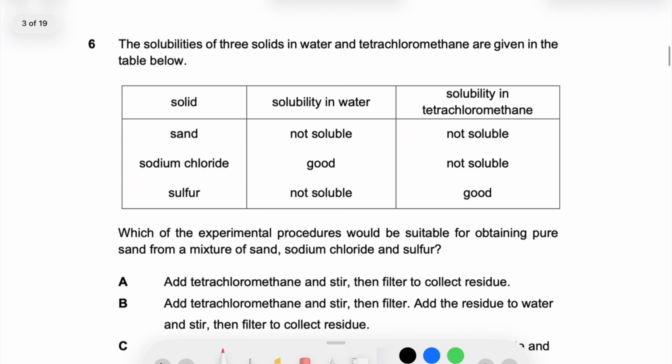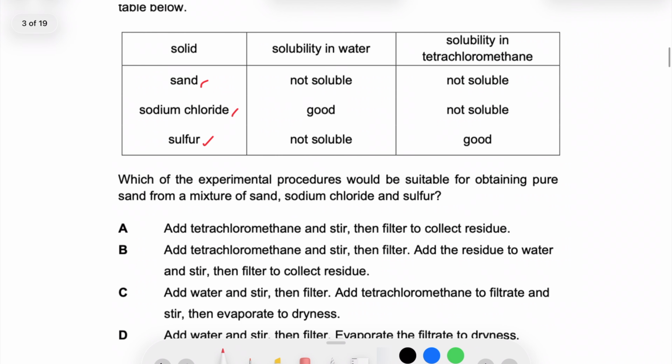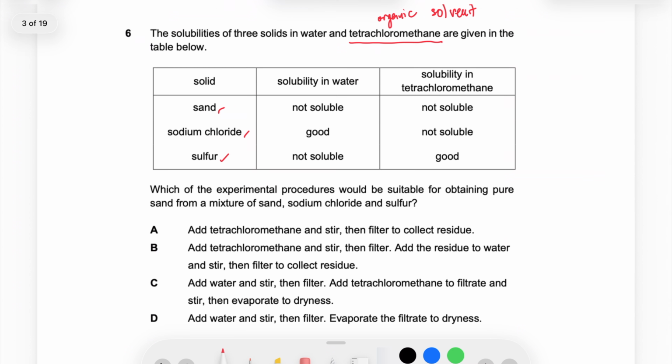Moving on, question 6. You have the solubility of 3 solids in water and tetrachloromethane. Tetrachloromethane is actually just an organic solvent, so you can imagine it's a certain kind of oil. You have your sand, sodium chloride, and sulfur, and they have the table. First thing first, which of the experimental procedures would be suitable for obtaining pure sand from this mixture? You want to get rid of sodium chloride and you want to get rid of sulfur.